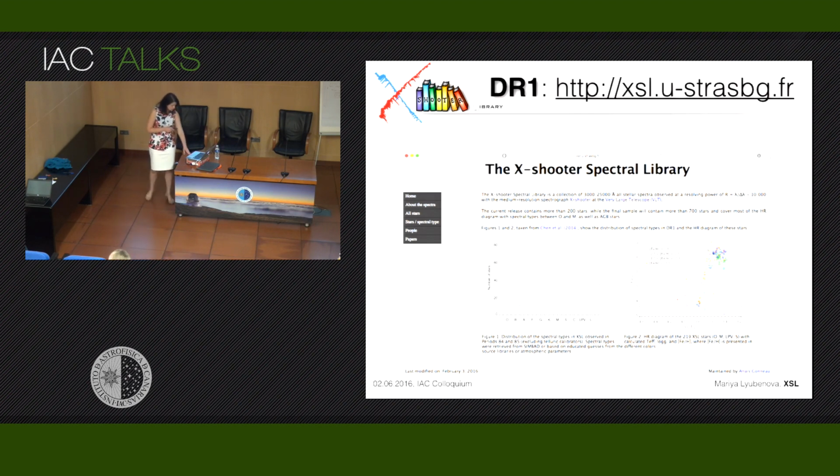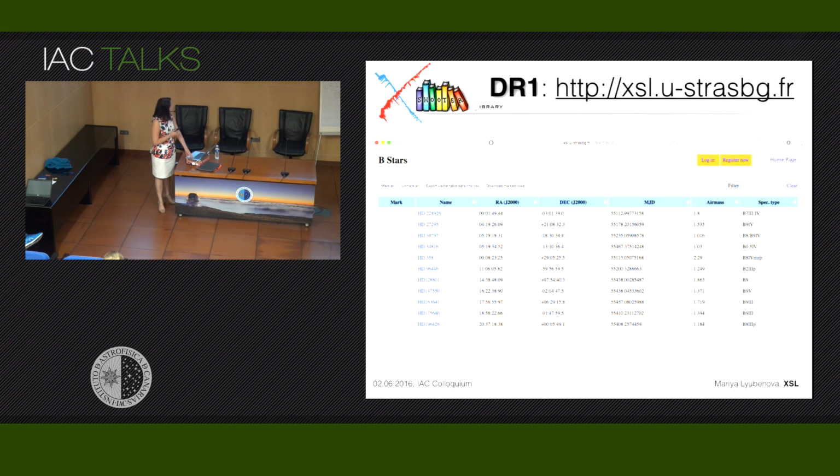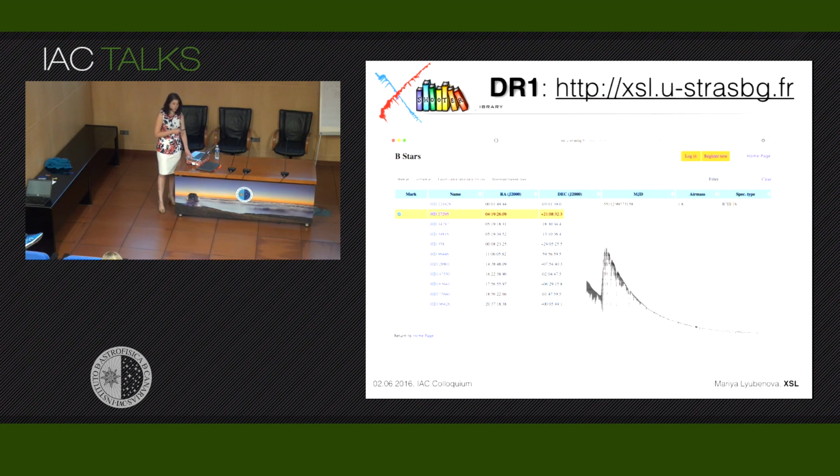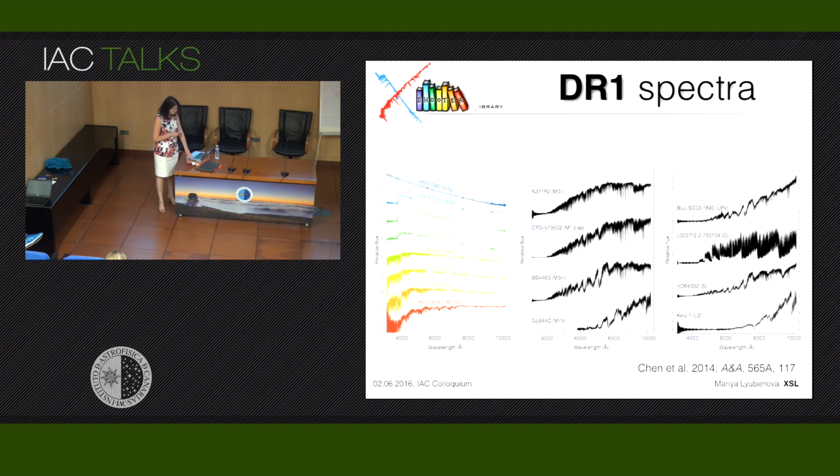So this is, with some basic statistics, what kind of stars were included in the first data release. So quite a lot of M stars. We aimed at this pilot program to explore the feasibility of observing and reducing consistently cool stars, which were lacking before. And one can select in only a few ways so far. But for example, one can look for the B-type stars, and then one gets a complete list of what we have, and by clicking on one of these spectra, one can have a visualization, and then download the spectrum.